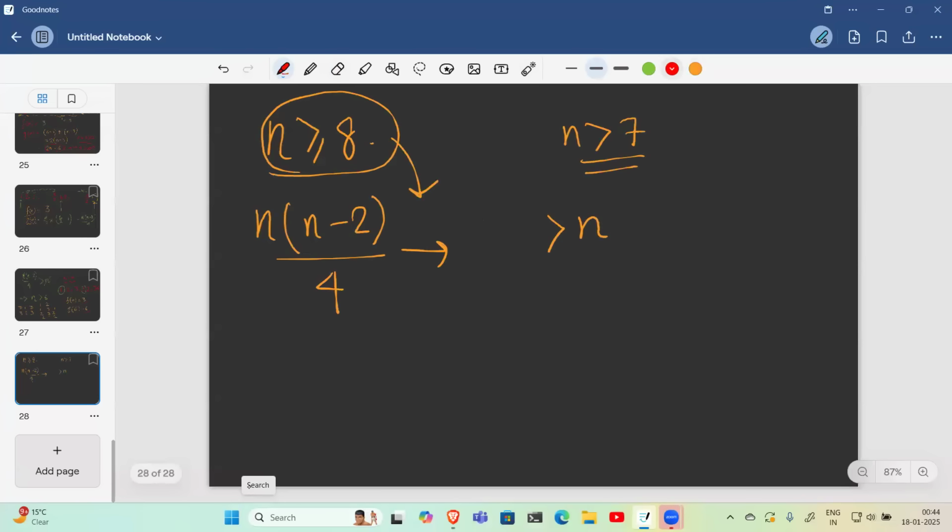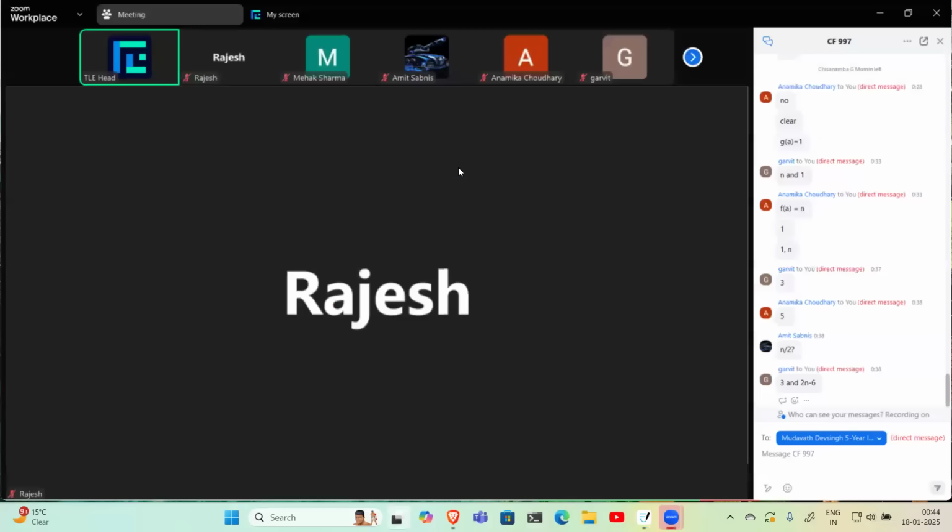Great. So what does the code say? What will I do? I will check is n greater than or equal to 8. If n is greater than or equal to 8, I can simply print 1, 2, 3, dot, dot, dot till n by 2. And then again 1, 2, 3. This same thing goes on. This works if n is greater than or equal to 8. Any problem? Anything where it's not clear?